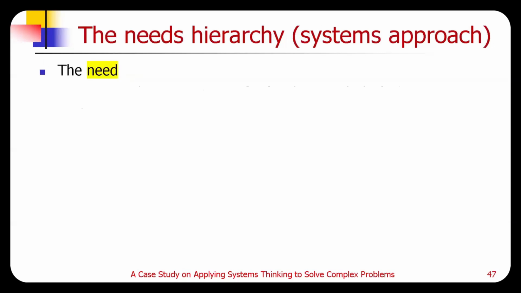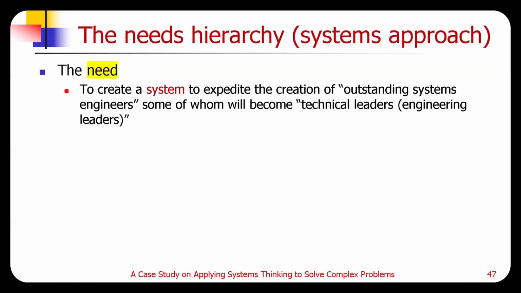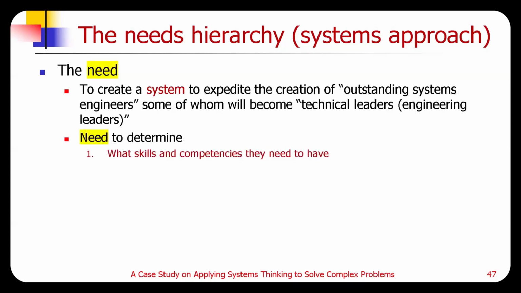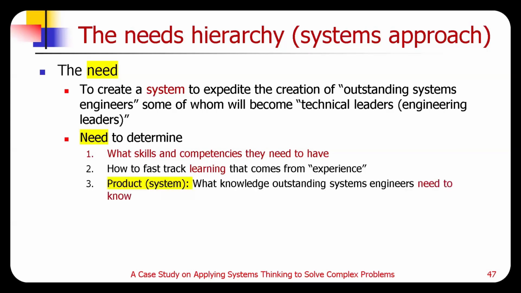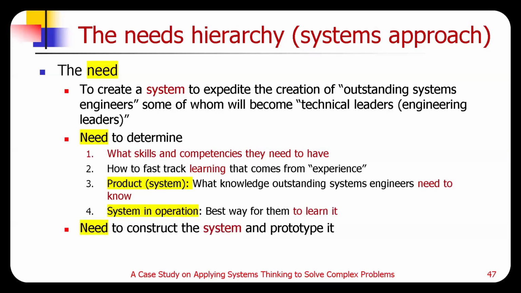So there's a hierarchy of needs here. The first need is to create a system to expedite the creation of outstanding systems engineers, some of whom will become technical leaders. This meant the need to determine what skills and competencies they need to have and how to fast-track learning that comes from experience. And the product, namely, is what knowledge outstanding systems engineers need to know and the best way for them to learn it. And I needed to construct a system and prototype it. And this is the agile or evolutionary system development process.